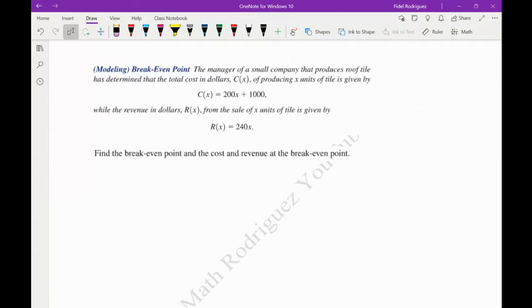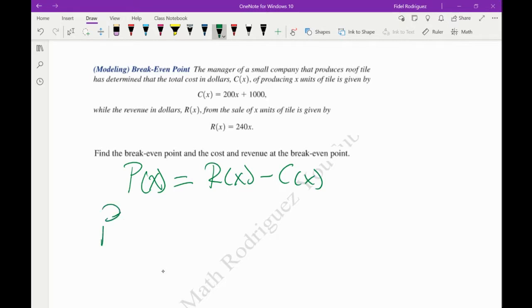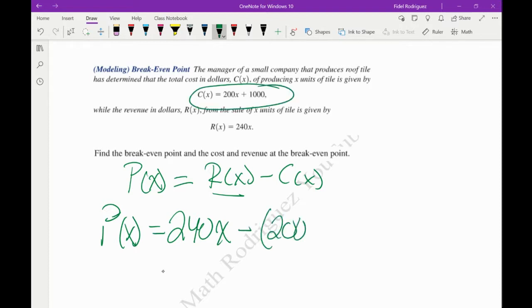Look what it's asking me to do. It's asking me to find the break-even point and the cost and revenue at the break-even point. So guys, remember before the way we did the profit function? I know it's not asking me for profit, but do you remember the way we did the profit function is we took the revenue minus the cost? So that's what I'm going to do here. The revenue was 240x minus the cost, which was this whole thing, 200x plus 1,000.